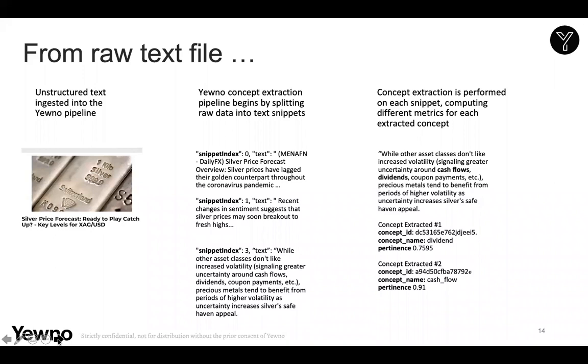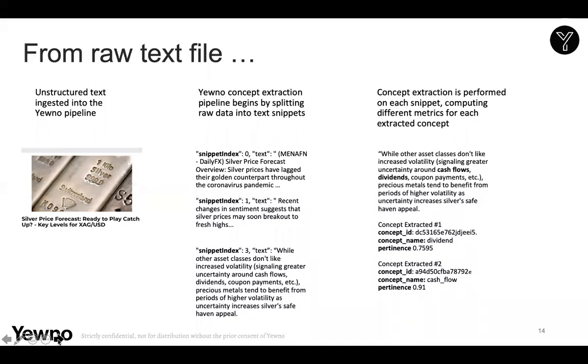Once you've divided the item of text into snippets, you will perform the concept extraction. And for each concept, you'll compute different metrics. So it'll give different pertinence metrics and all kinds of different things, enabling you to position it correctly into the knowledge graph and relate it to other concepts.